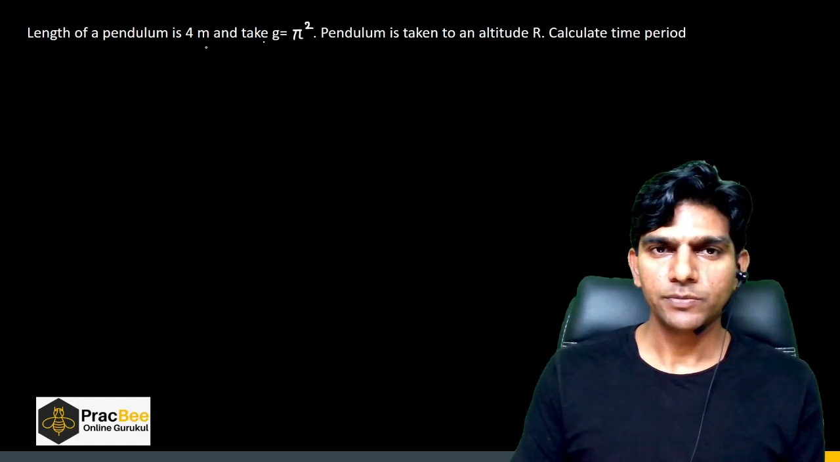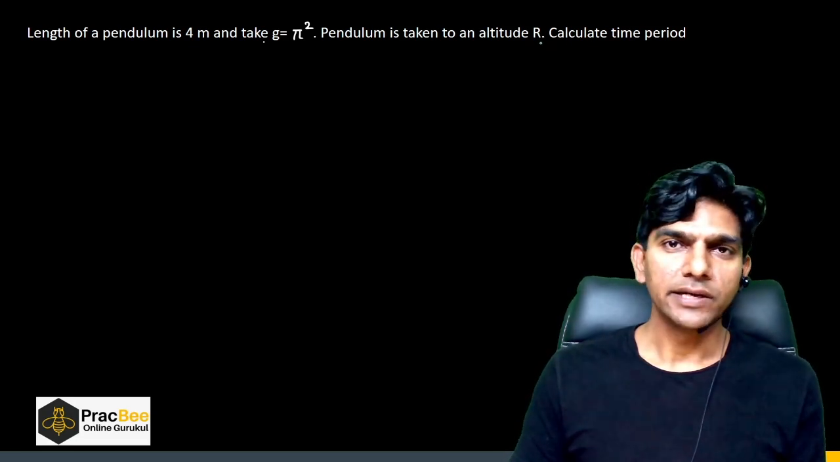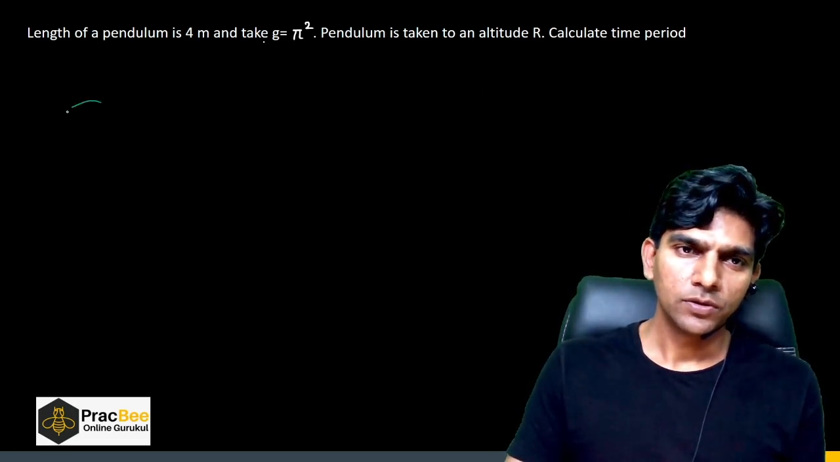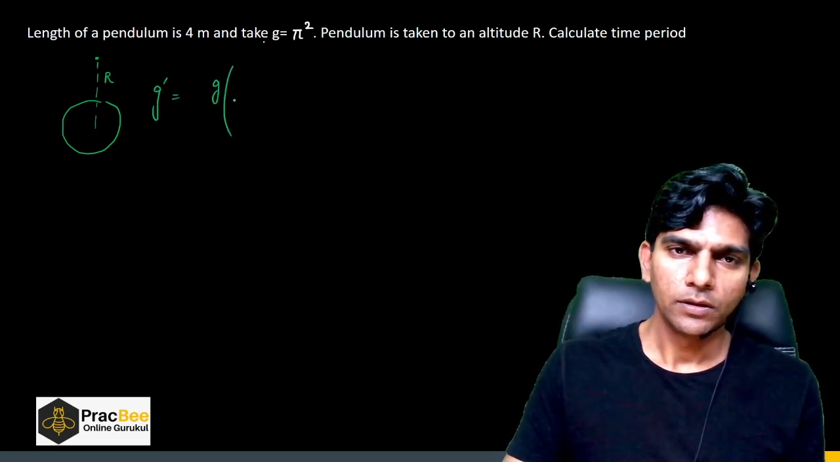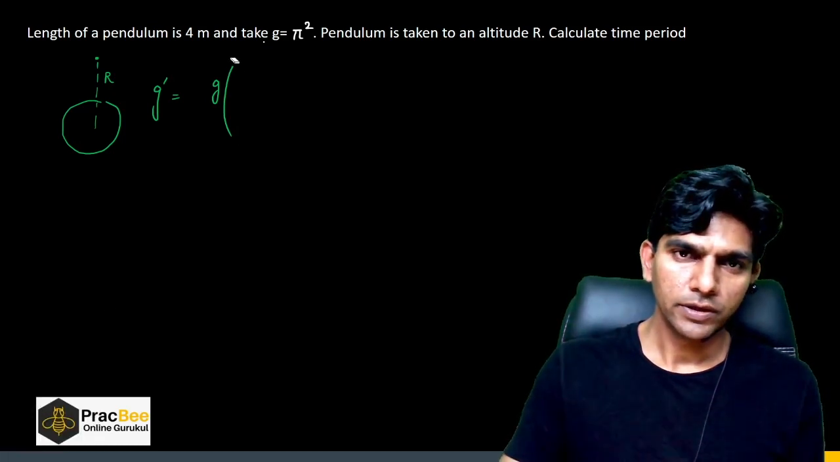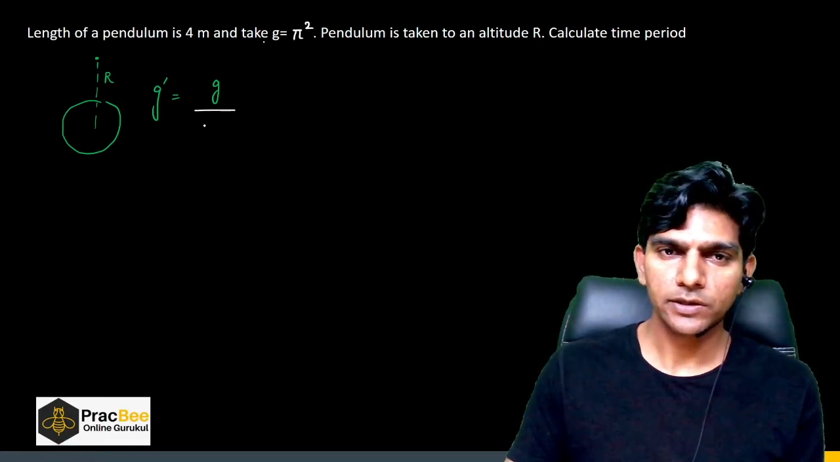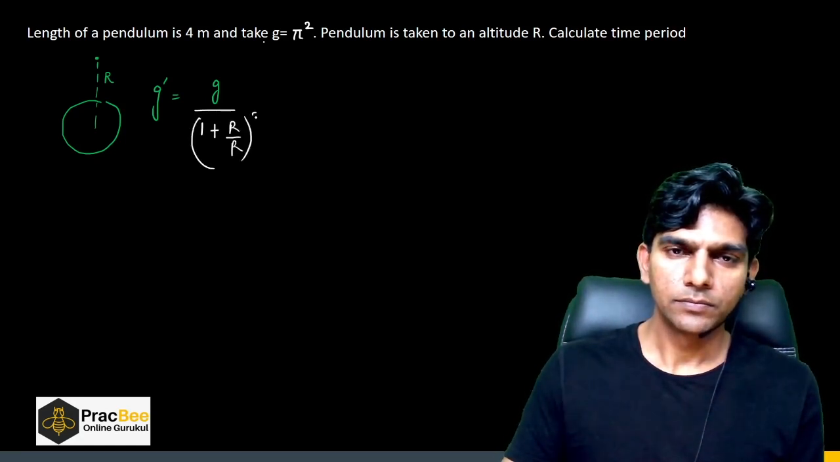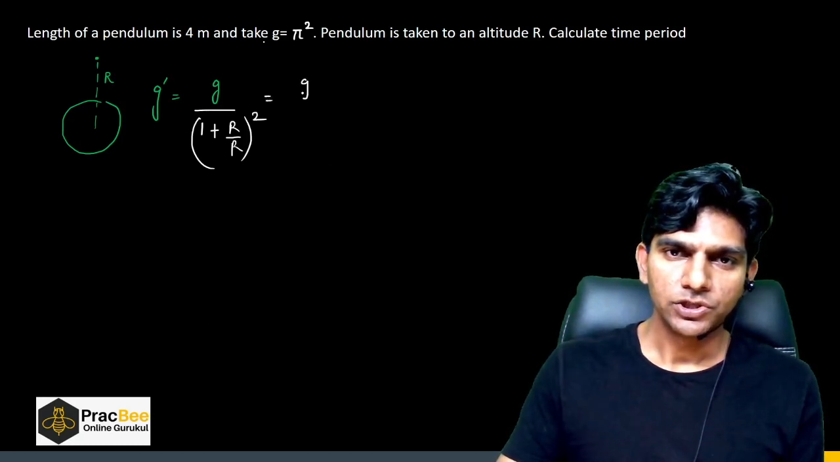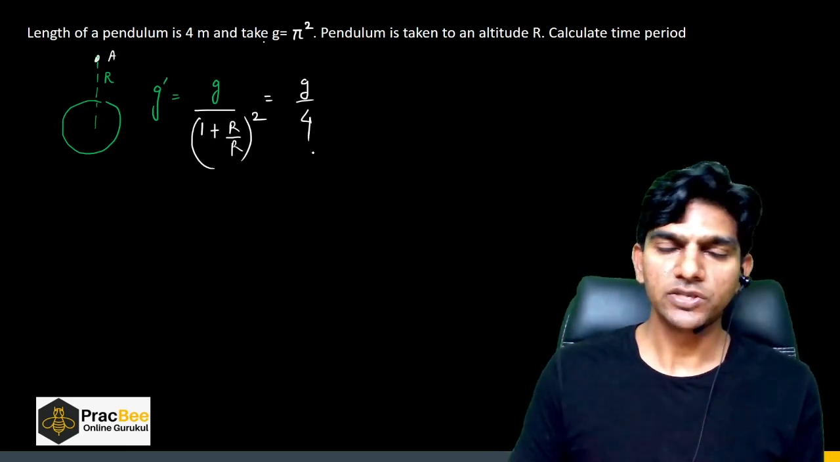The length of the pendulum is 4 meter and take G as pi square. The pendulum is taken to an altitude R, where R is the radius of the earth. Calculate the time period. If I want to find the effective G at the altitude R, here the altitude is comparable with the radius, so we have to use the general formula. So it will be G upon 1 plus H by R, whole square, right? So this will be G upon 4. So acceleration due to gravity at this particular point will be G by 4.